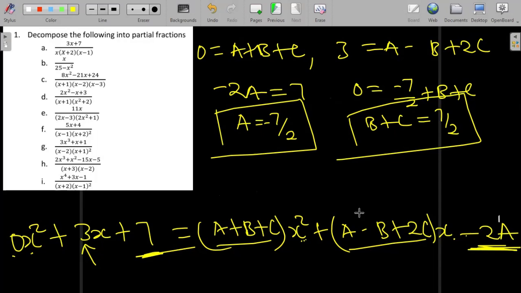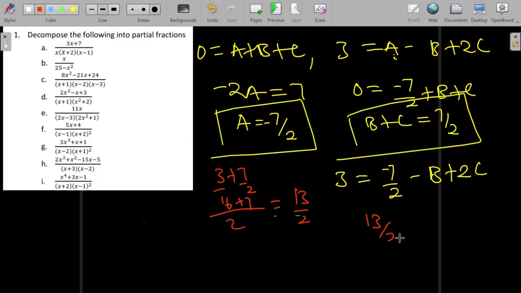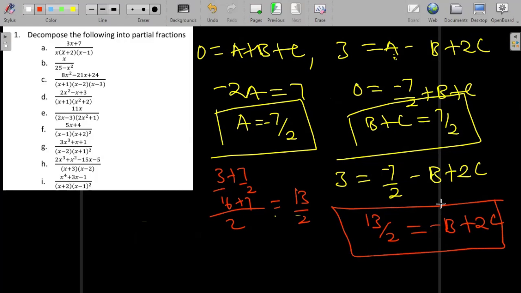Okay, and then from here, it will be 3 equals minus 7 over 2 minus b, and then plus 2c. Okay, so we can solve that. We can take this minus 7 over 2 to the other side. So it will be 3 plus 7 over 2, which will just be 6 plus 7 over 2, which is 13 over 2. So this one will be 13 over 2 equals minus b plus 2c. So this is the other equation that we have.